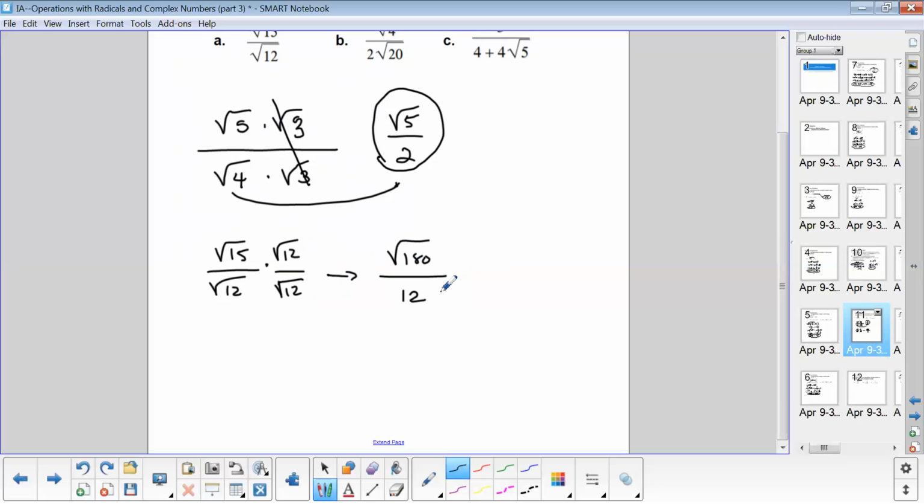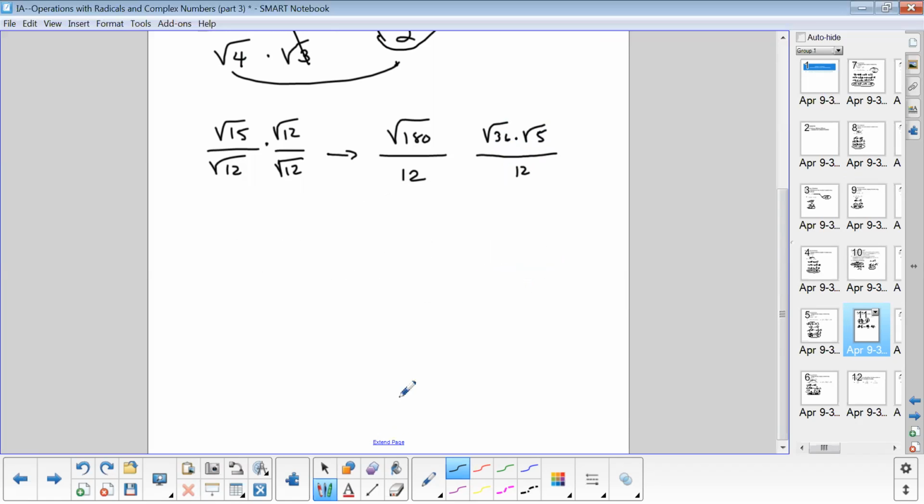And here, thinking perfect squares, we could say the square root of 36 and the square root of 5. And the square root of 36 is 6, so just continue down here. The square root of 36 is 6 times the square root of 5 divided by 12. And now you're thinking, can I simplify 6/12? And you can. It would be the square root of 5 divided by 2.